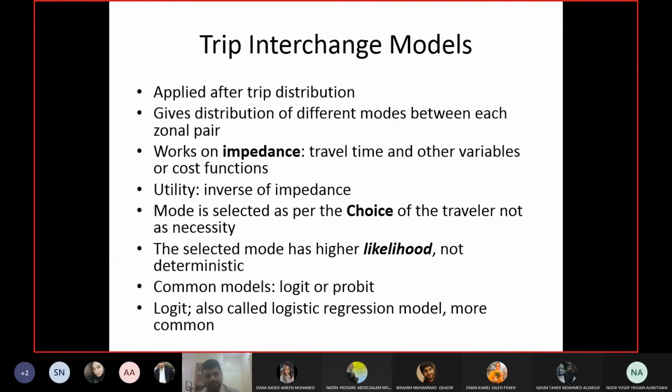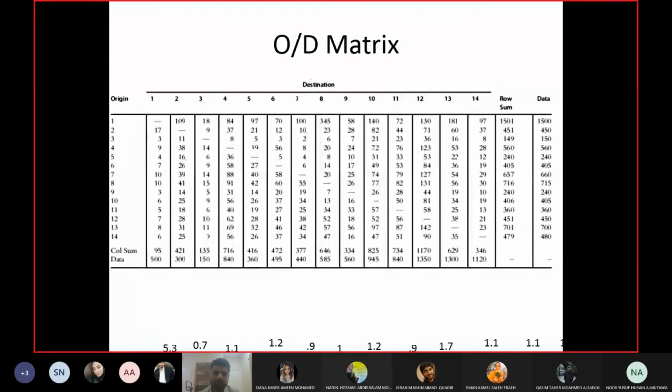So we had the OD matrix, right? In the OD matrix, you have the number of trips going from 1 to 2, 2 to 3, and so on and so forth. For each value in that cell, you will find out how many trips are going with different modes. So this is the OD matrix, and each value in this matrix will be distributed into different modes. For example, out of this 109, how many will go by bus, how many by car and taxi, and so on.